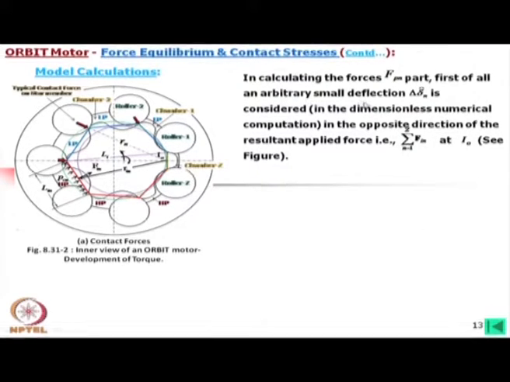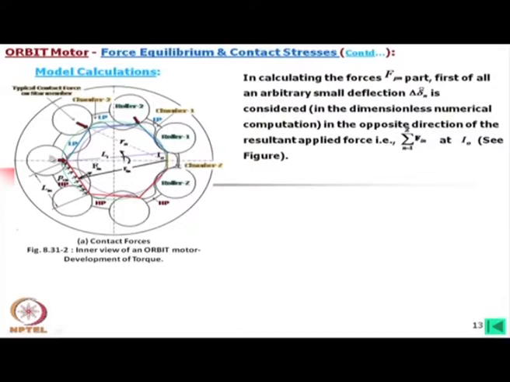First of all, an arbitrary small deflection delta d n is considered in the dimensional numerical computations. We consider any arbitrary small deformation in the opposite direction of the resultant applied force. That means, suppose this is the direction of the force. We have considered these two points. Say the shaft has rotated by a small angle, for which these two are the critical contact points.